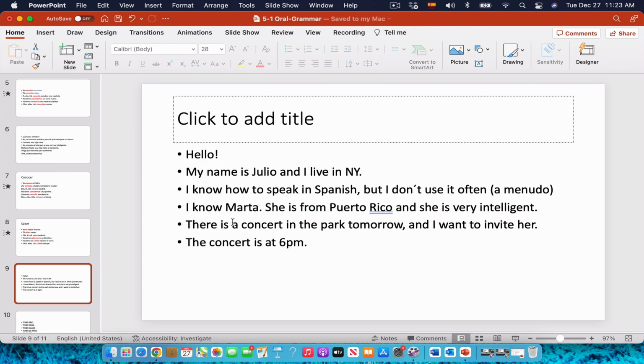Now, in this situation, for example, we have: Hello, my name is Julio, and I live in New York. I know how to speak Spanish, but I don't use it often. I know Marta, she is from Puerto Rico, and she is very intelligent. There is a concert in the park tomorrow, and I want to invite her. The concert is at 6 p.m.